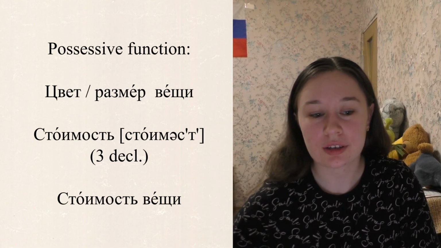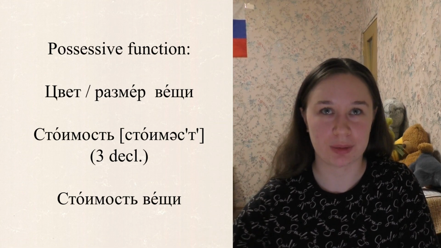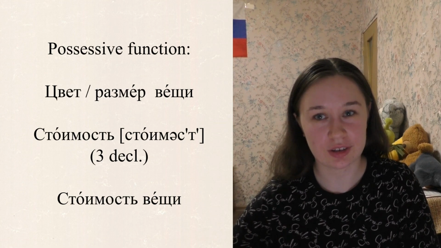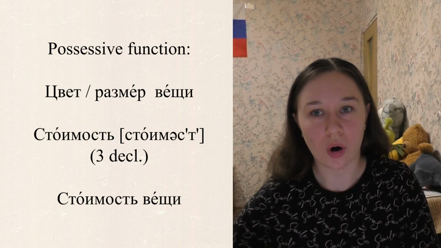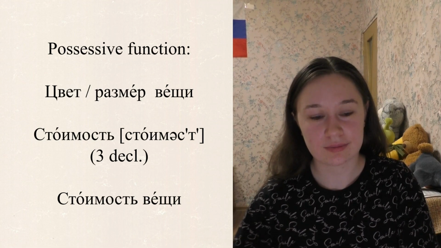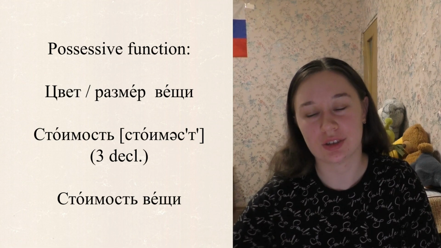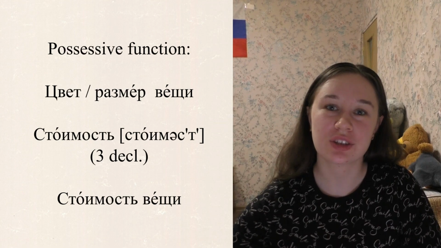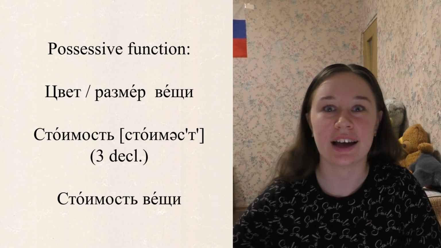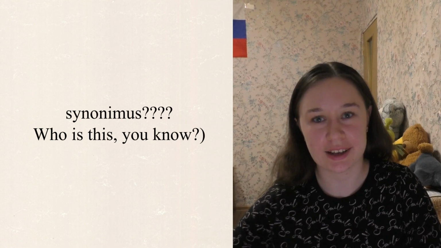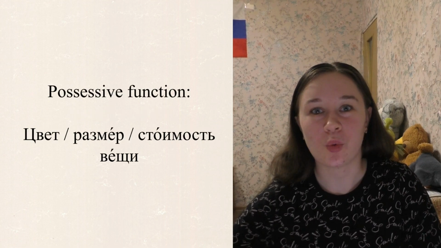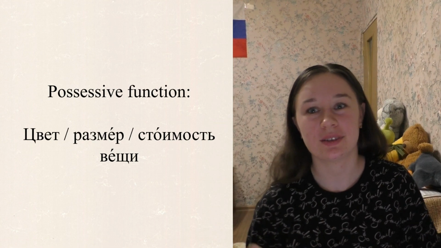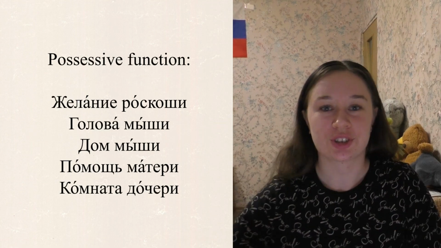And new word стоимость. It's also third declension, feminine gender. That means cost of the thing. Стоимость вещи. How much does it cost? Also, I should say that the word вещь in Russian is very often used as a synonym of the word одежда, clothes. That's why we can talk about цвет, размер or стоимость вещи. Color, size, cost.